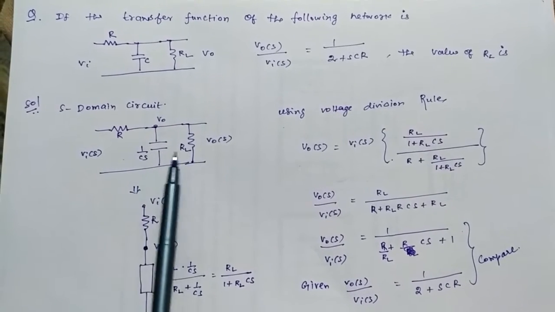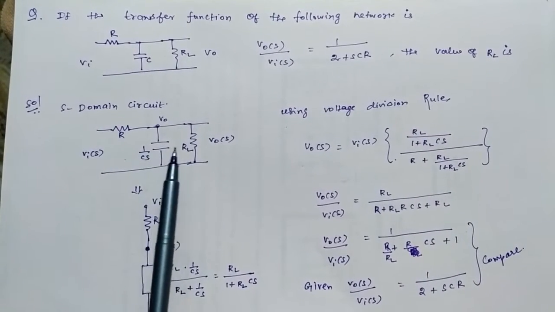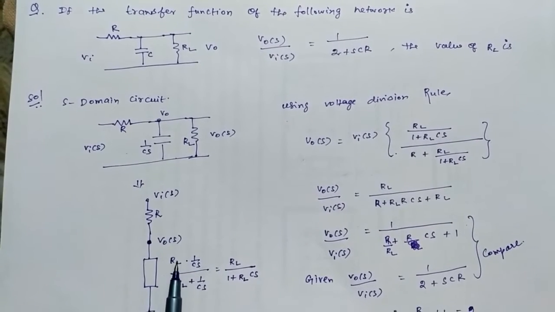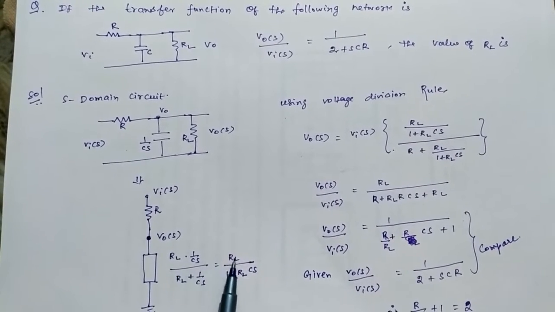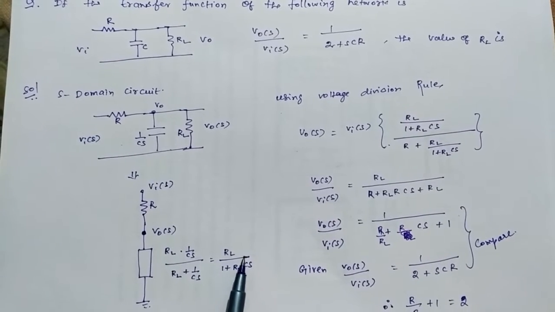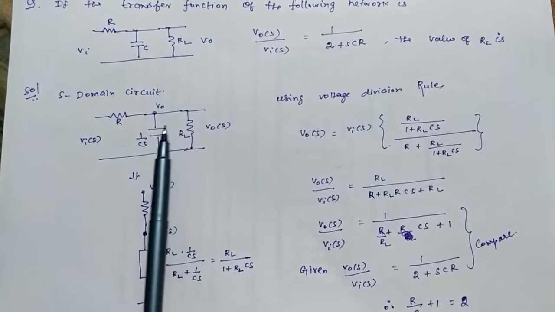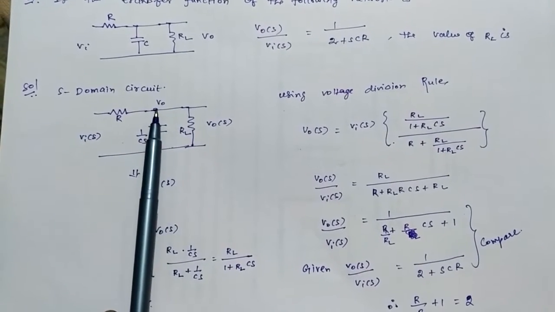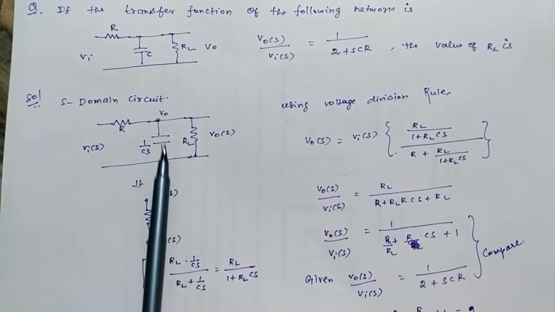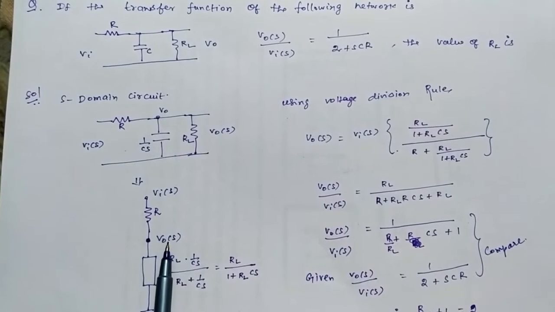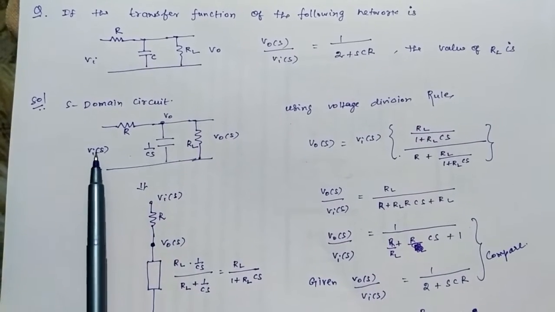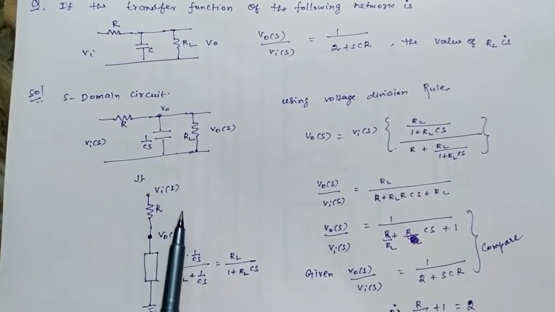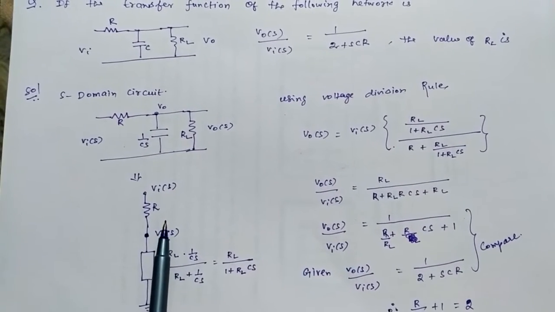Since the capacitance and the resistor are in parallel, combined we can write them as a single element. This is the resistance and capacitance in parallel, so we can write it like this. At this terminal we have the voltage V naught of S. The input is Vi of S followed by a resistor. So just apply the voltage divider rule.